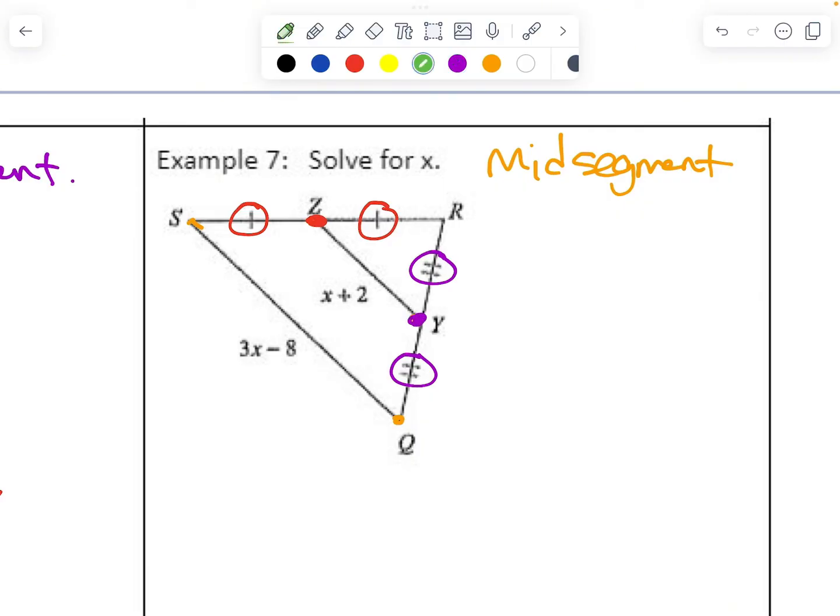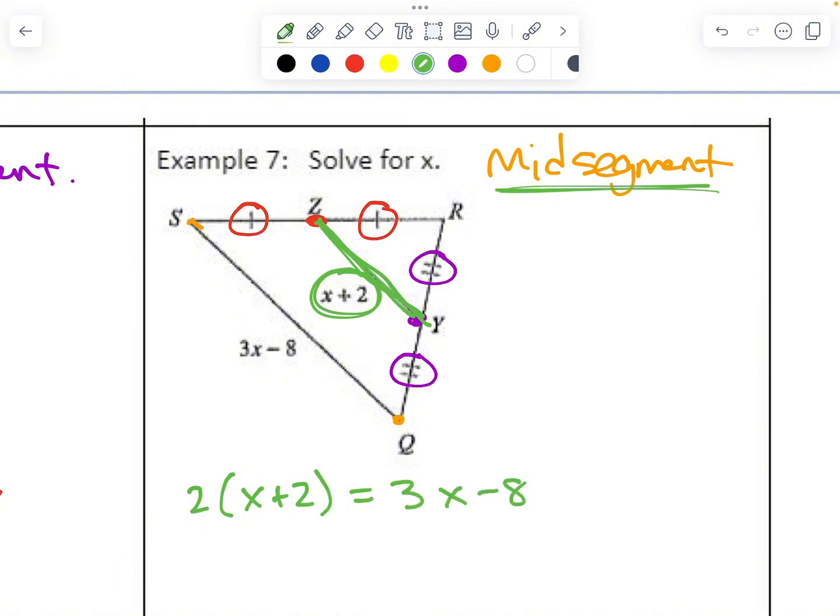So if I have a segment connecting the midpoint of two sides, that is a mid-segment. So what we can remember is that we have two of these shorter sides. So we can write 2 times x plus 2 is equal to the long side, 3x minus 8. Another way to think about it would be to think about this as an x plus 2 and this as another x plus 2. And together, that is the 3x minus 8. Now, if you like the way that I wrote it in that circle, x plus 2, in this circle right here, you can do that. I chose to write it with distribution.